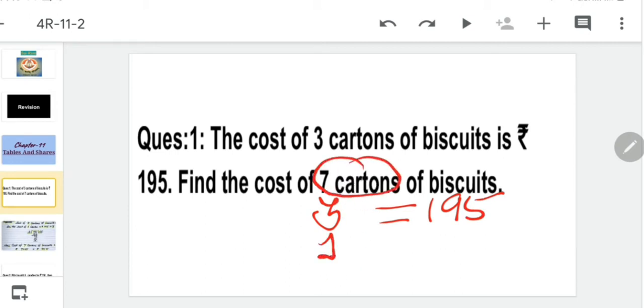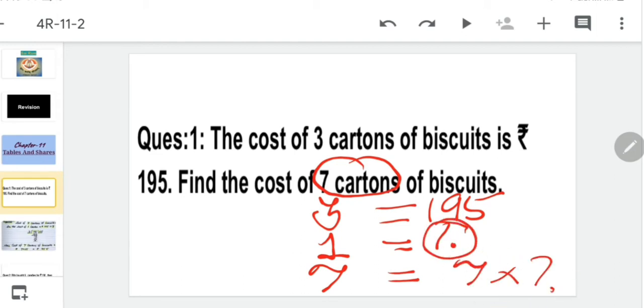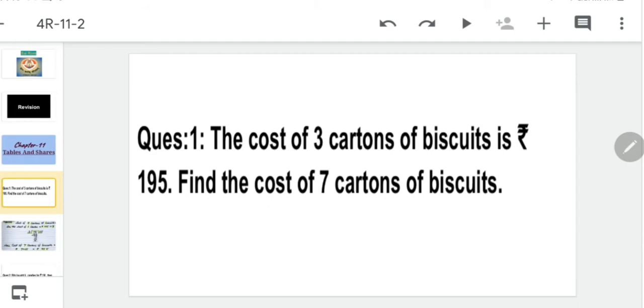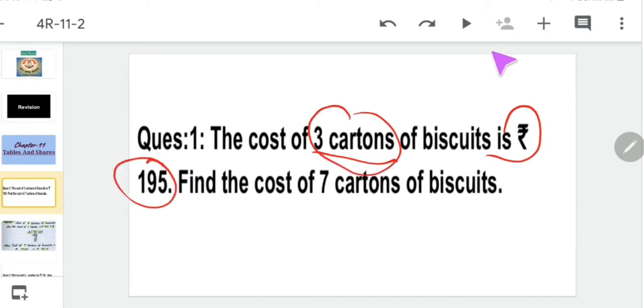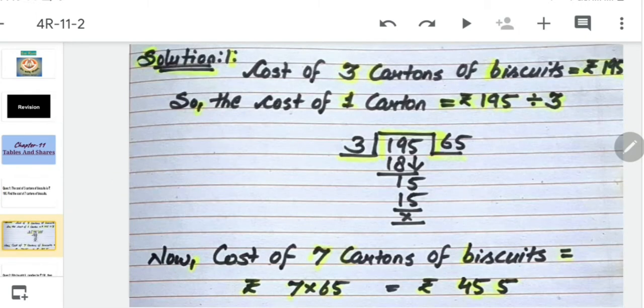So first we have to find the price for 1 carton, then we can easily find out the price of 7 cartons by multiplying 7 with the price of 1 carton. Okay, so let's see how we have to find the price of 1 carton from this given data.